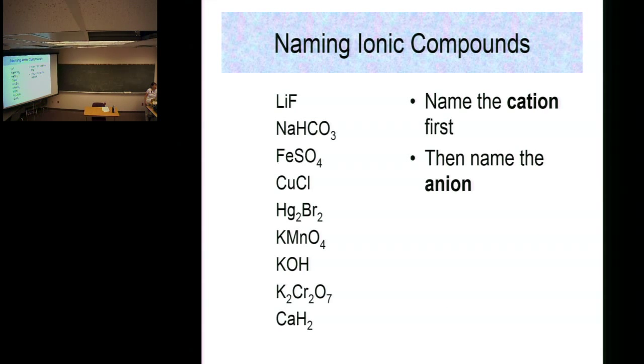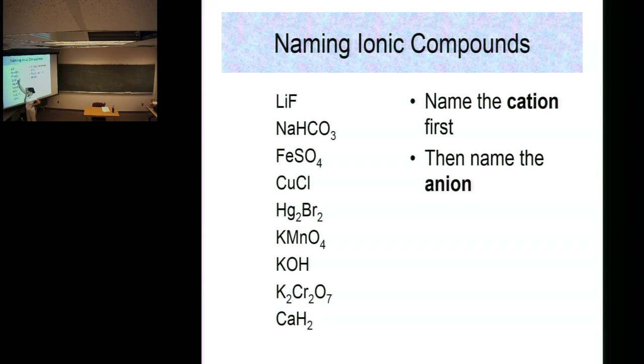All right, remember cations are always listed first. So if we were to name these, how would we name them? So let's start with the first one. How would you name that one? You would say what? Lithium fluoride. Perfect. And that's sodium bicarbonate. Perfect. Now this needs a Roman numeral. Iron 2 sulfate. Iron 2 sulfate.